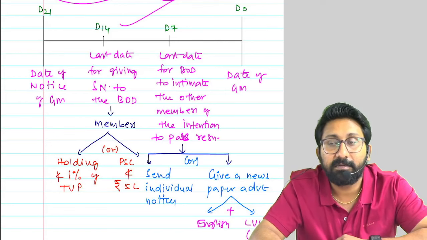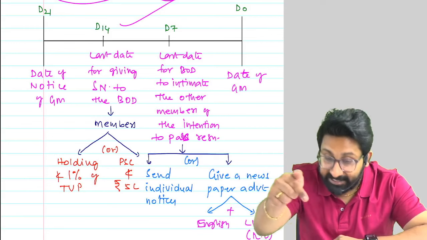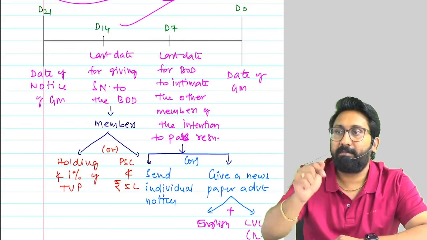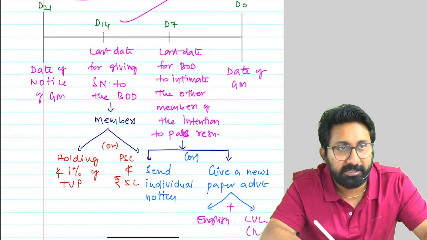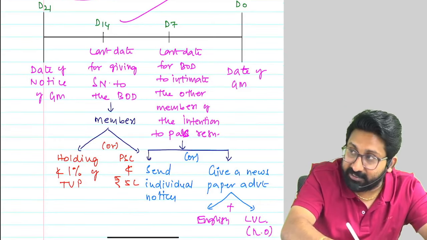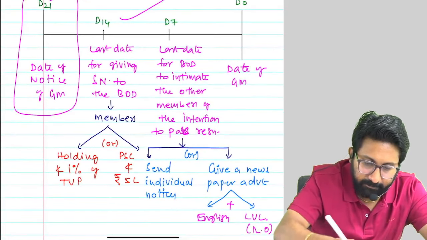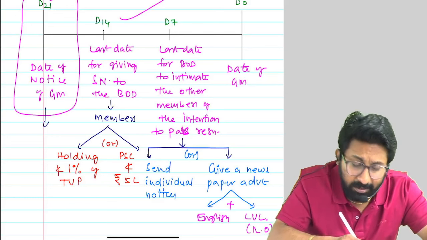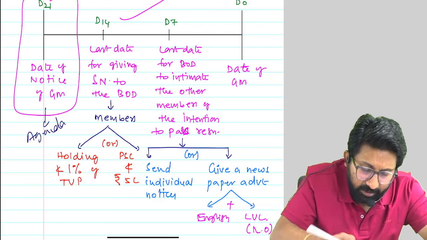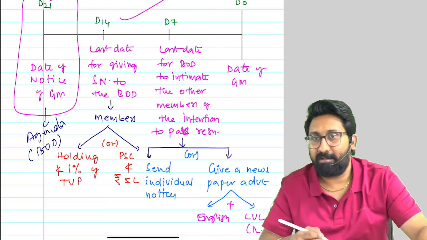Who will prepare the agenda? This is a member's prepared agenda. Understood the logic of the special notice section or not? See here. What is sent? Who sent? In this, what will be there? The agenda is a board prepared agenda.